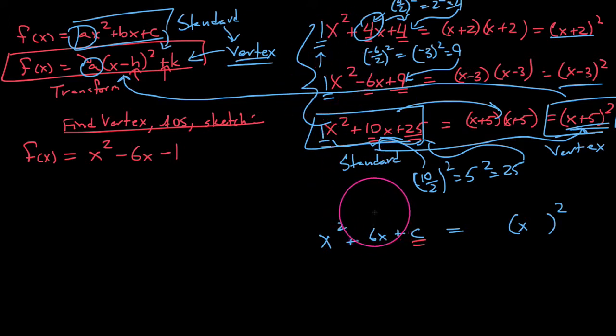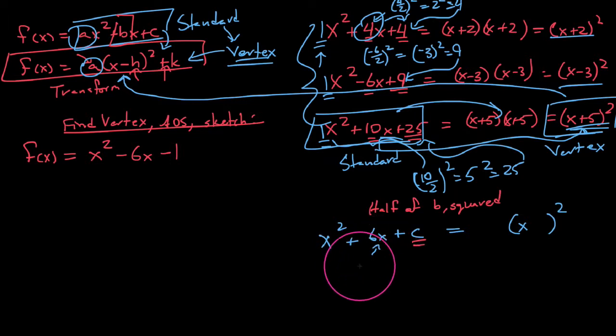Okay, so we say we want half of b squared. And when I say b, I'm talking about this middle value up here in our standard form. So we're going to take this middle term, 6, take half of that, which is 3, and square it. So I get x squared plus 6x plus, now half of 6 squared is 6 halves squared, is 3 squared, is 9. So this would be a perfect square trinomial now.